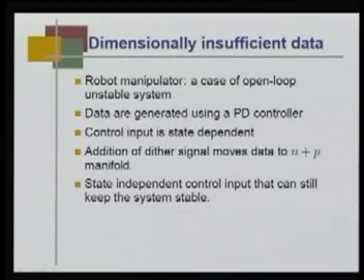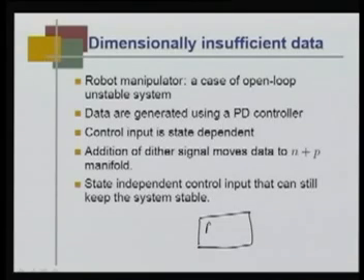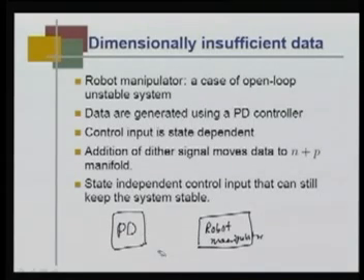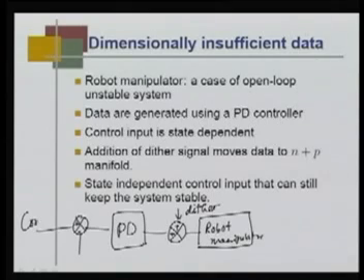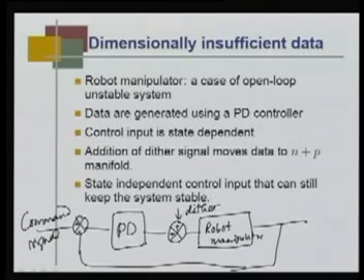Okay. Last class we also talked about dimensionally insufficient data, which means that since the robot manipulator is an open loop unstable system, we said that if this is my plant, this is my robot manipulator, then I use a PD controller here, and I put some dither signal. And here is your command signal, and this is your sensor.